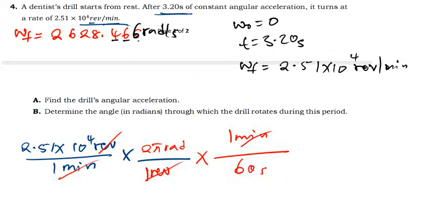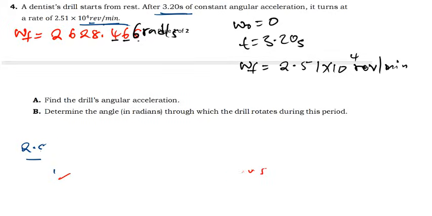Now, based on this information, let's go back and continue with our question. Part A. Find the drill's angular acceleration. Which formula can we use to find the angular acceleration, provided we don't have theta? Using these formulas I gave you.